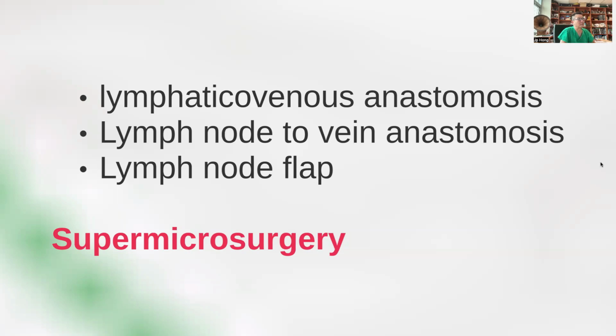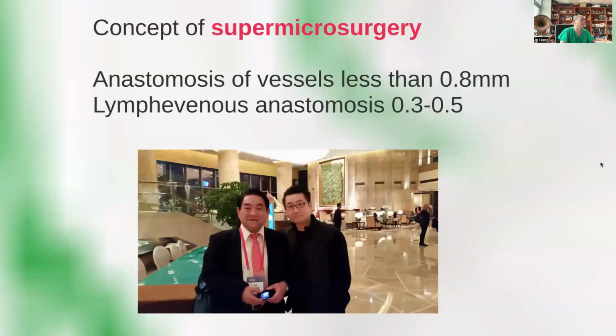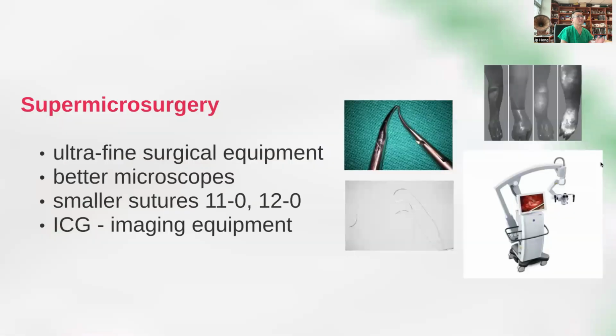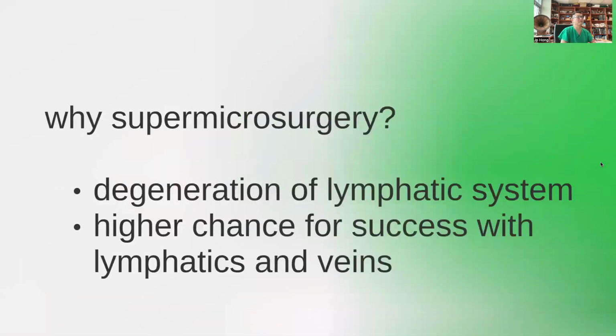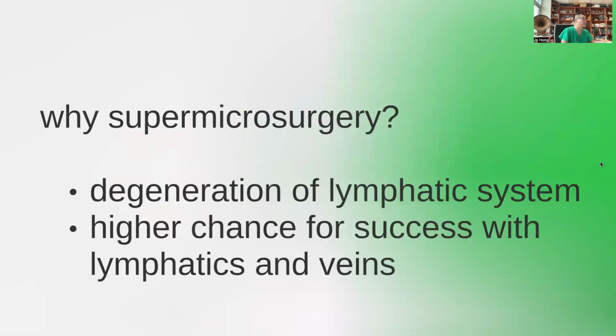So that's lymphatico-venous anastomosis. And when you make that shunt to the lymph node, it's lymph node to vein anastomosis, and sometimes the lymph node flap. Now, thanks to this gentleman, Dr. Koshima from Japan, with understanding of smaller structures like lymphatic vessels with higher magnification microscopes, smaller micro instruments, smaller sutures, we're now able to find these lymphatic vessels and then connect them into the vein.